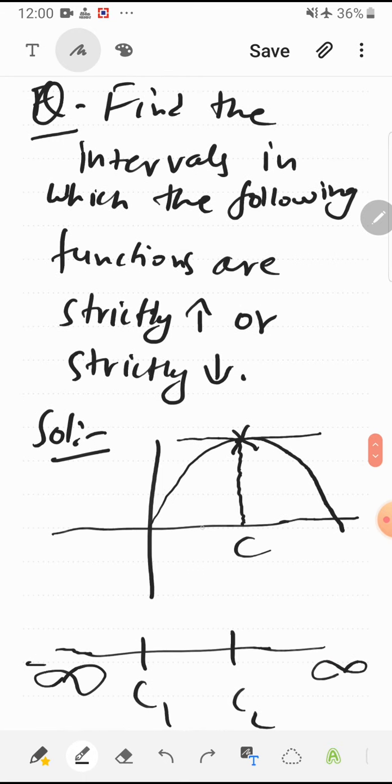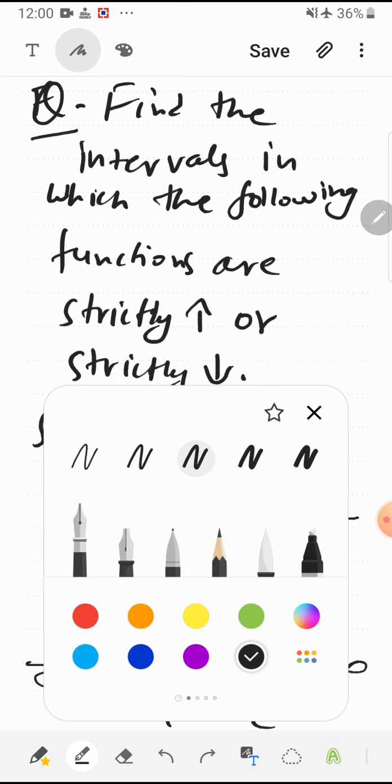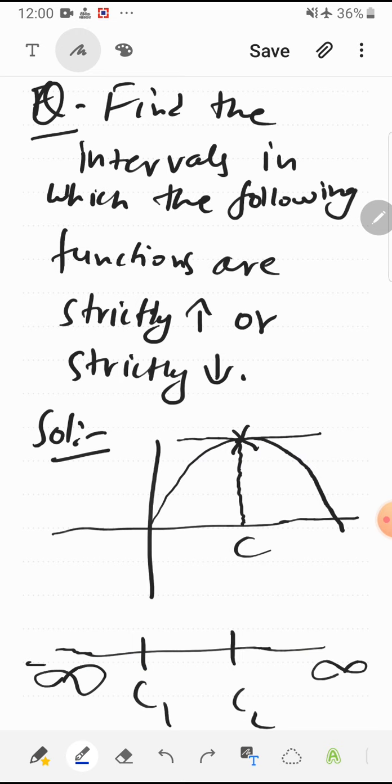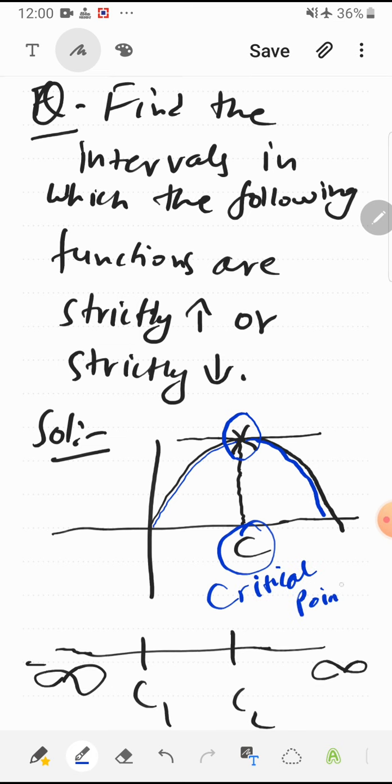Now friends, if we consider the graph of a function which is increasing as well as decreasing, you can see that up to here this function is increasing, and after this point this function is decreasing. So between increasing and decreasing, it must get a point where it is neither increasing nor decreasing, and we call that point a critical point. A critical point is that point where its derivative is 0.